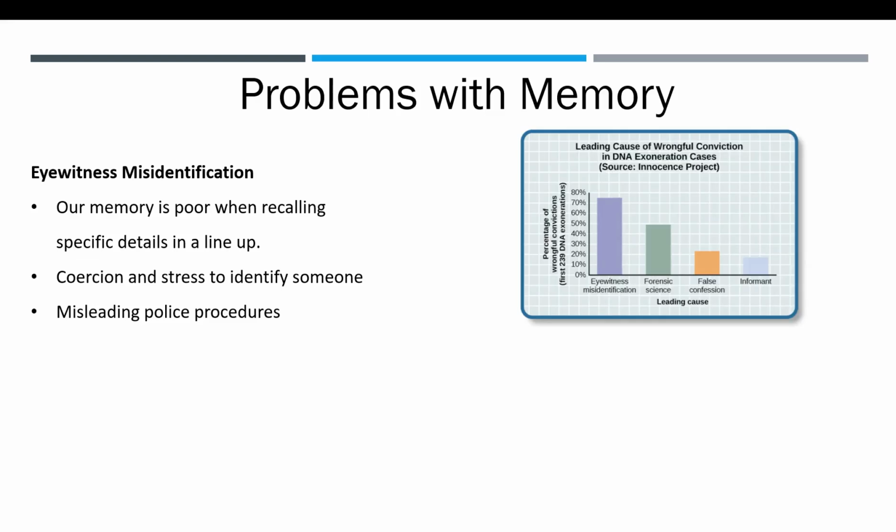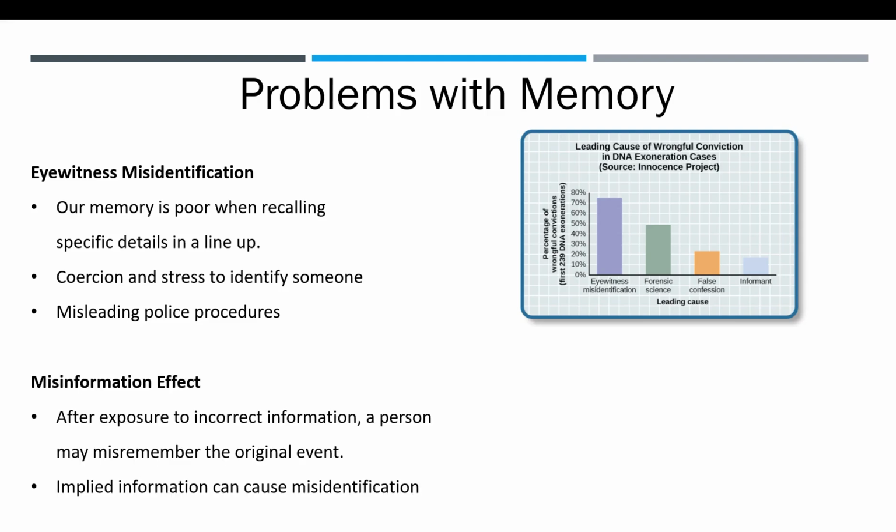And here's a graph from your textbook showing the percentage of wrongful convictions and the causes. And one of the leading causes is eyewitness misidentification. And there's also the misinformation effect, in which after exposure to incorrect information, a person may misremember the original event. And implied information such as police coercion can cause misidentification.